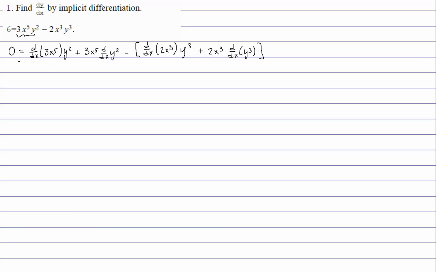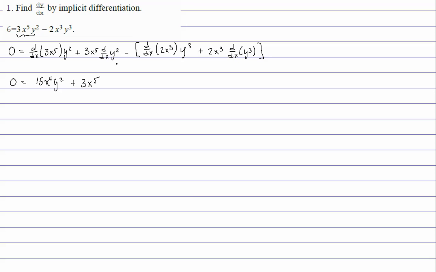Okay, so now we have to compute those derivatives. They're just power rules, so not that big of a deal. 5 times 3, 15. X to the power of 5 minus 1, so 4. Y squared. Now I get 3x to the fifth.